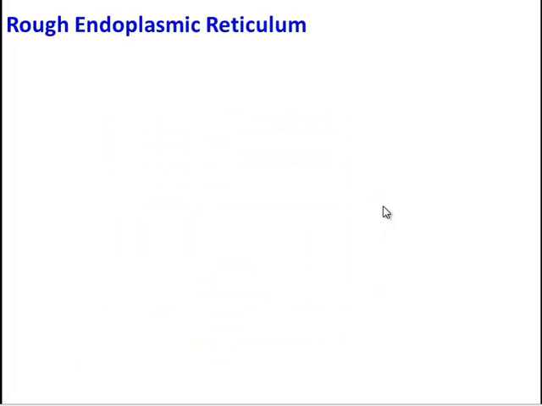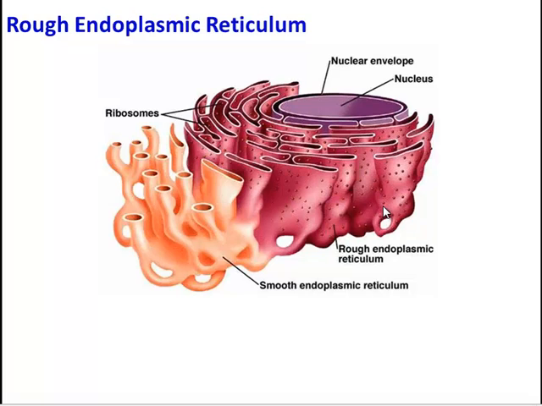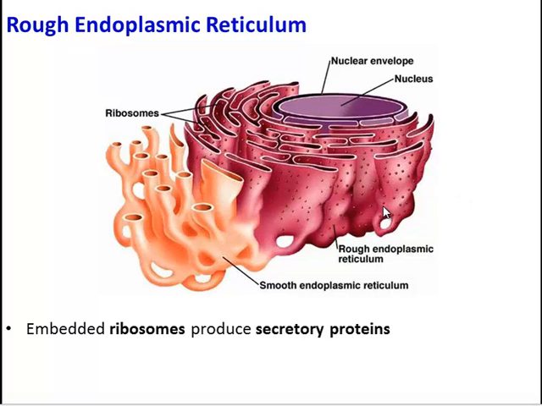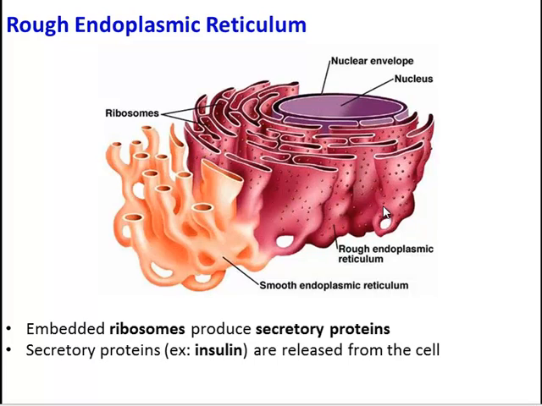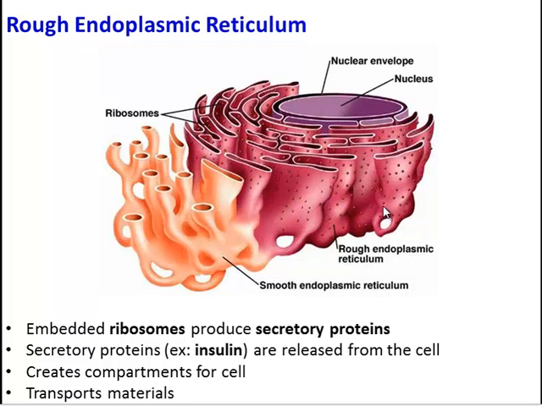Now, the rough endoplasmic reticulum is attached to the nucleus and other organelles. And here we can see the rough endoplasmic reticulum is studded with ribosomes. And those ribosomes that are stuck in the rough endoplasmic reticulum make secretory proteins. Secretory proteins are proteins that are going to be released from the cell. For example, a hormone like insulin. And the ER also creates smaller compartments within the cell, just like cubicles help people get their jobs done. The ER will also help transport materials through the maze-like fold of membranes.